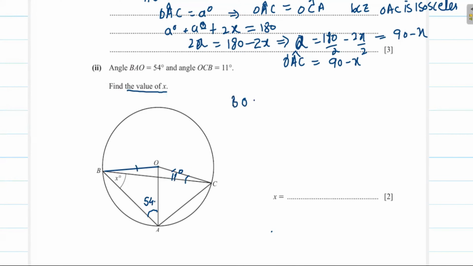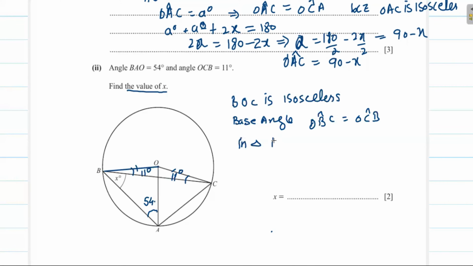We write BOC is isosceles. Therefore, the base angles, this is the base angle B and angle C. We write the angle OBC will be equal to angle OCB. This angle will also be 11 degrees. Now next you see here in the triangle OAB, this triangle is also isosceles. OAB is an isosceles triangle because OA and OB are equal in length due to radius. Now it is isosceles. Therefore, the base angle OBA will be equal to angle OAB.